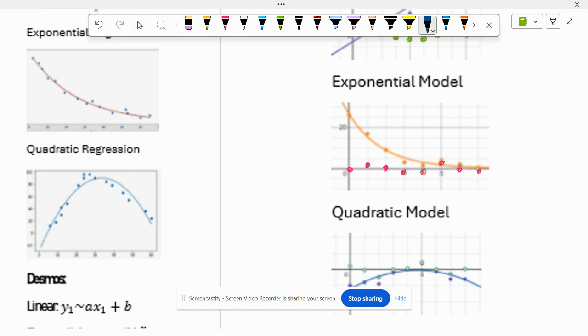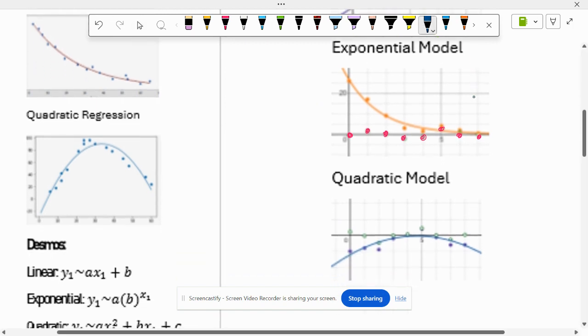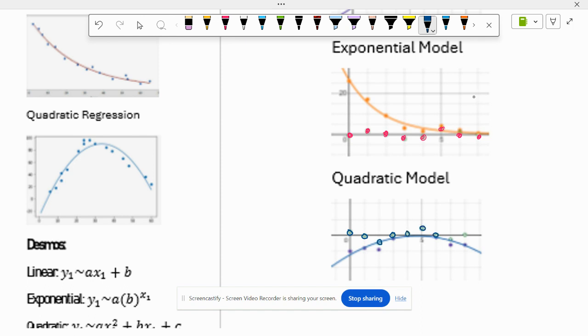And then the last one that we have is a quadratic model. And the residuals are above the quadratic. So they're these light green open circles that I'm putting a blue ring around. Okay. So those are your residuals.